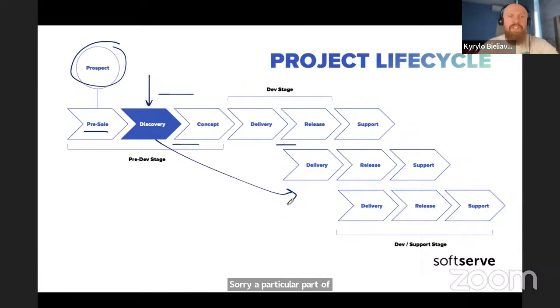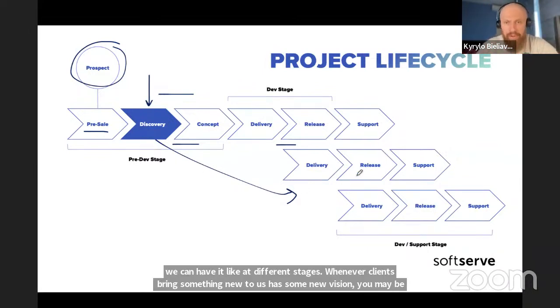So we can have a discovery stage not only in the beginning of the project. However, it's the most classical case, I would say. But we can also have it at different stages, whenever clients bring something new to us, has some new vision, maybe a new product he wants to develop, or wants to develop his product in a different way. So we can have it there.